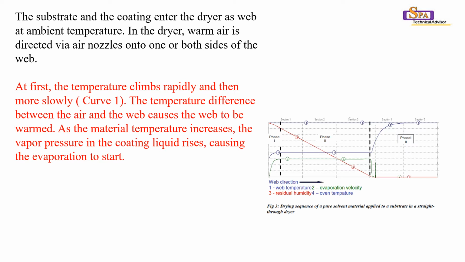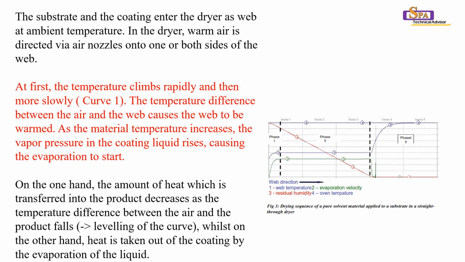The temperature difference between the air and the web causes the web to warm. As the material temperature rises, the vapor pressure in the coated liquid rises, causing the evaporation to start. On one hand, the amount of heat which is transferred into the product decreases as the temperature difference between the air and the product falls, while on the other hand, heat is taken out of the coating by the evaporation.